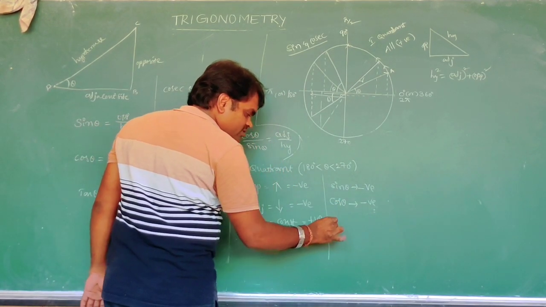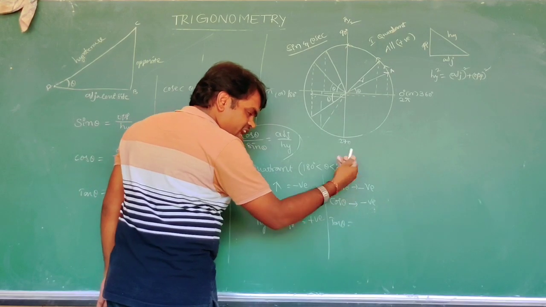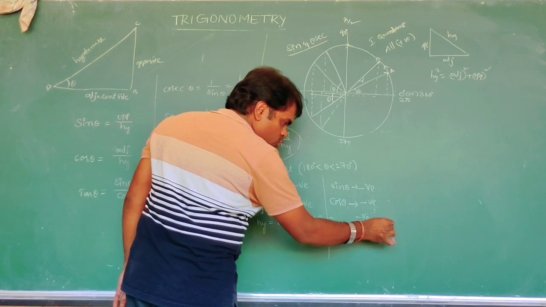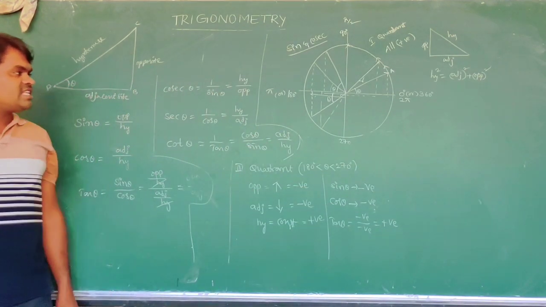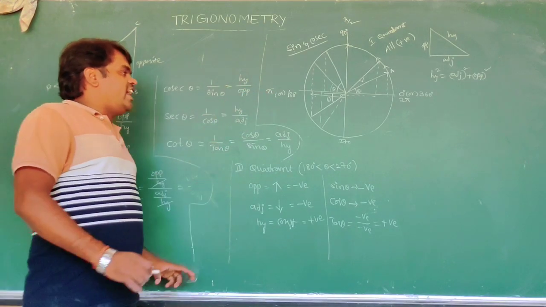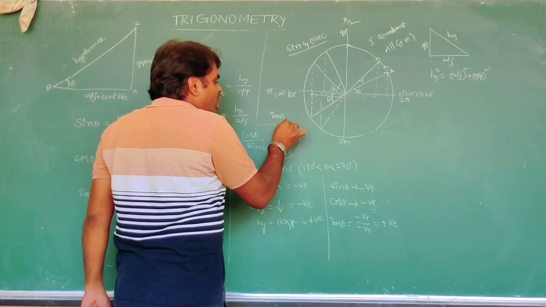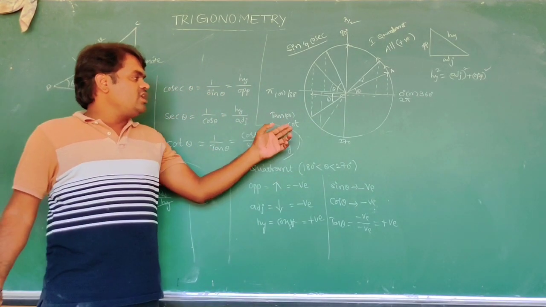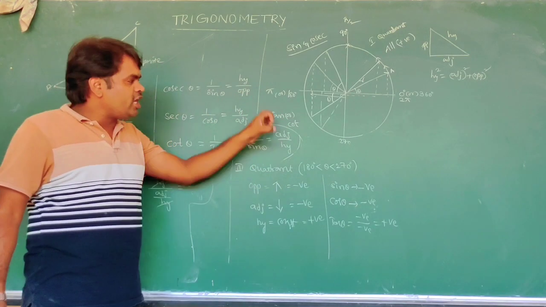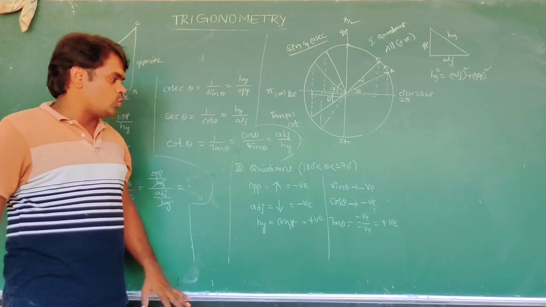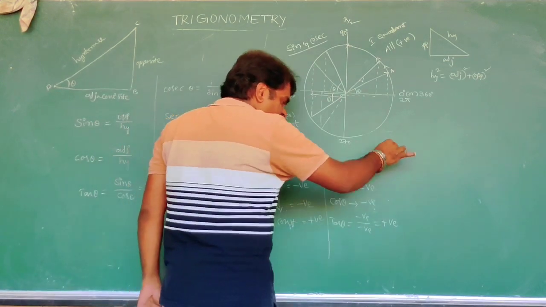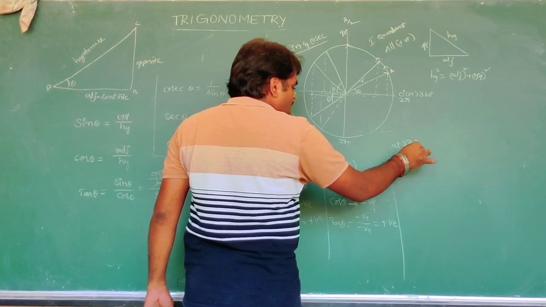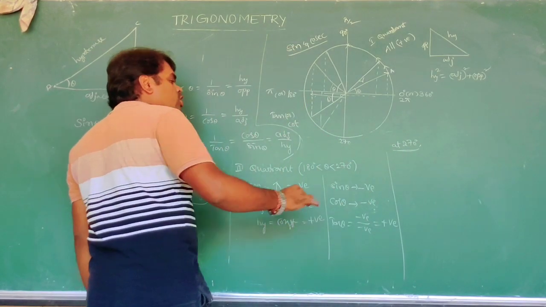But what about tan theta? Sine is negative, cos is negative. Negative by negative becomes positive. That means in the third quadrant, tan and cotangent, or cot, are the positive values. Remaining all trigonometric ratios are negative. Now we can understand here. What about at 270 degree? At 270 degree, sine 270.